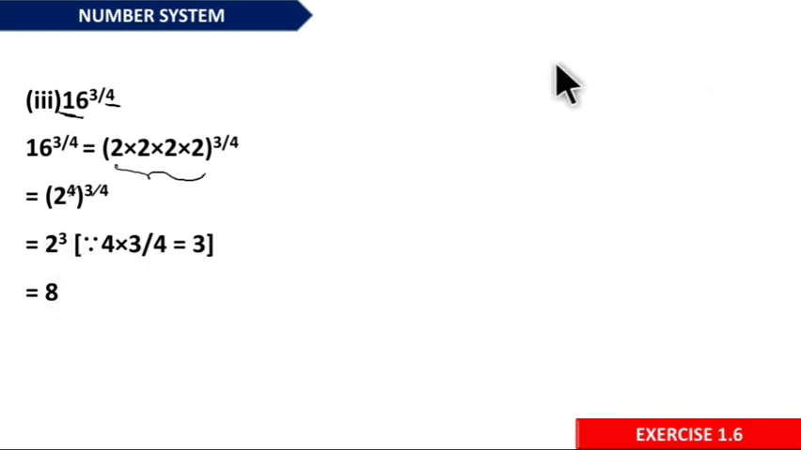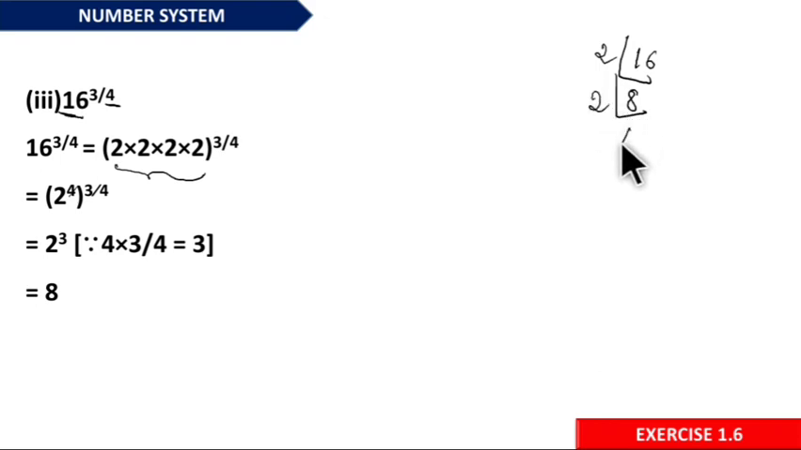Now I will do the same problem by the prime factorization method. 16. So now we have to divide by 2. 2 eights are 16. Next, by which number can we divide this? We can divide this again by 2.